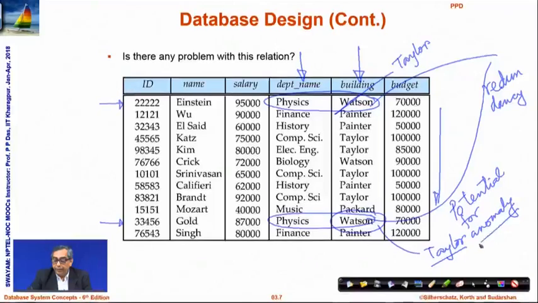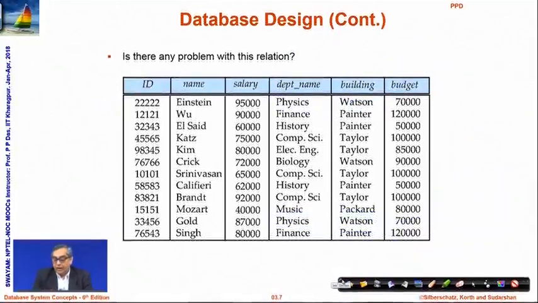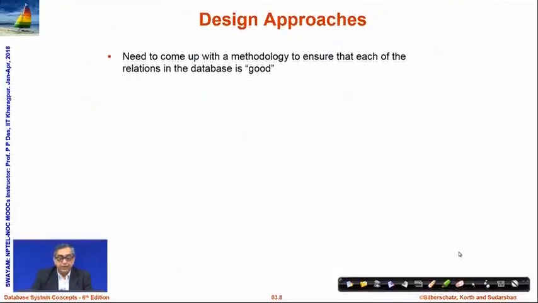That is, the application programmer might forget to update the building, say for this entry, then we will be in an inconsistent database. So, to put it in simple terms, this is not a good design, and there are several issues to consider in terms of whether some design is good or some design needs refinement. So, we need to come up with a methodology to ensure that each of the relations in the database is good.